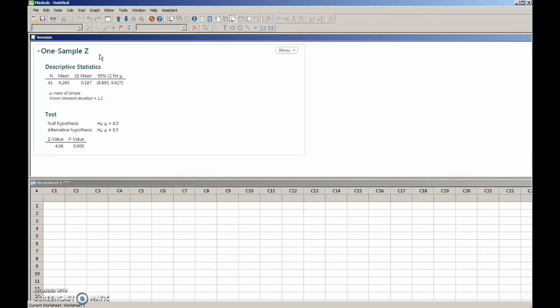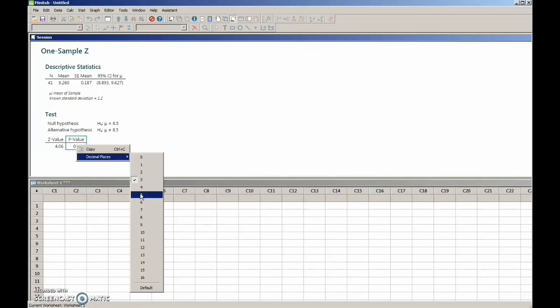So now that you have your calculations right here, what we need to focus on is our hypothesis test. Our null hypothesis states that the mean is equal to 8.5, and our alternative hypothesis is that the mean is not equal to 8.5. And then our z value is 4.06 and our p-value is 0, which is less than the significance level of 0.05.